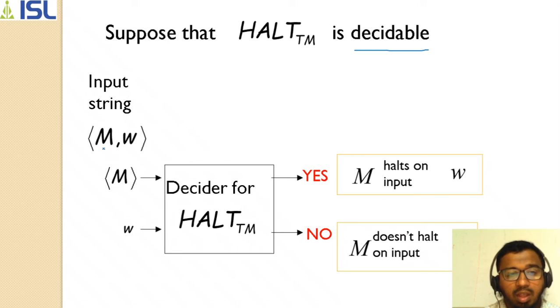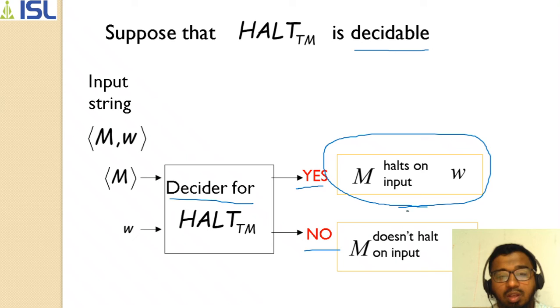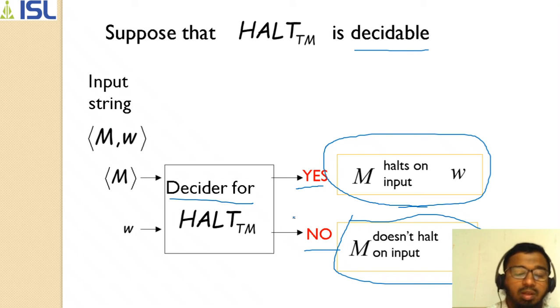Input string M and W goes to the decider for HALT_TM, which answers yes or no: M halts on input W, or M does not halt on input W. So with the help of the decider, we will get the output yes or no, and if it is yes then it will accept, if it is no it will not accept.